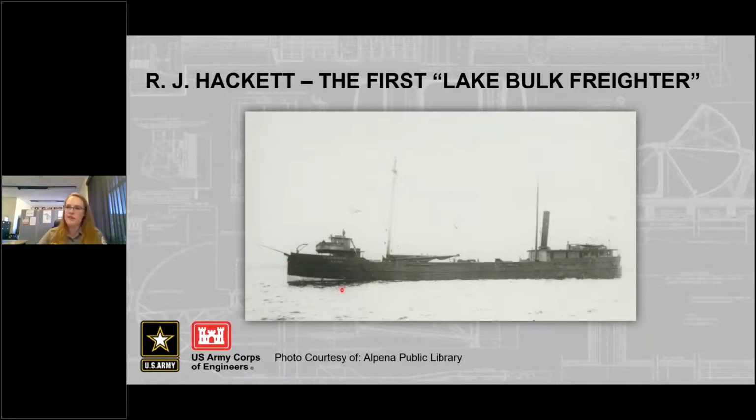The result of Eli Peck's designs was the R.J. Hackett, which was built in 1870. And this is really our first model of the Great Lakes bulk freighter.